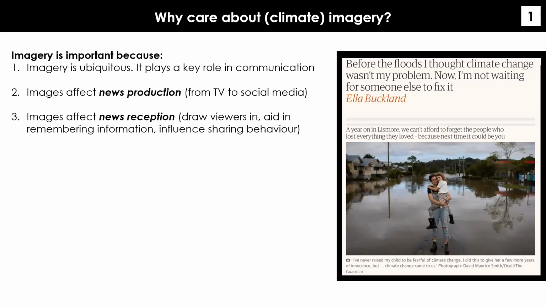And particularly with the rise of social media and more visual social media, we're seeing the role of Instagram and TikTok and all these much more visual media, the role of images is actually super important and really key to how things get shared and so on. We know that images affect news production. So in the TV news studio, for example, if you don't have good images, your story doesn't run.